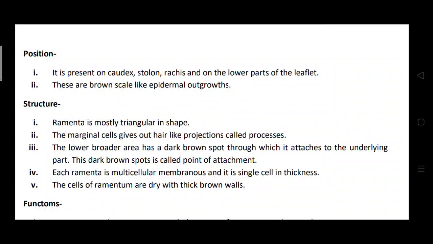Each ramenta is multicellular, membranous, and it is single cell thick. The cells of ramenta are dry with thick brown walls. So ramenta is made of multicellular membranous cells and they have single cell thickness. These cells are dry and have thick brown walls. So this is about the structure of ramenta.